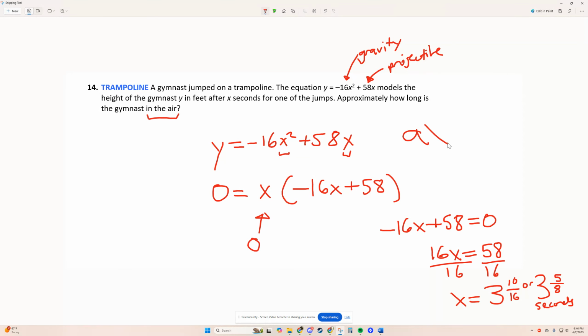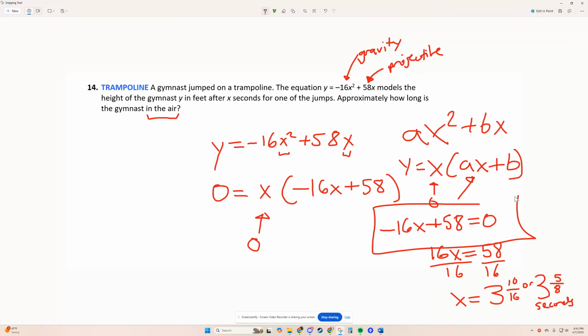Whenever you see ax squared plus bx, just factor out x. And then you just have your two zeros. One will be 0, and then the other one you just solve here. So that's a good one to ask a question about.